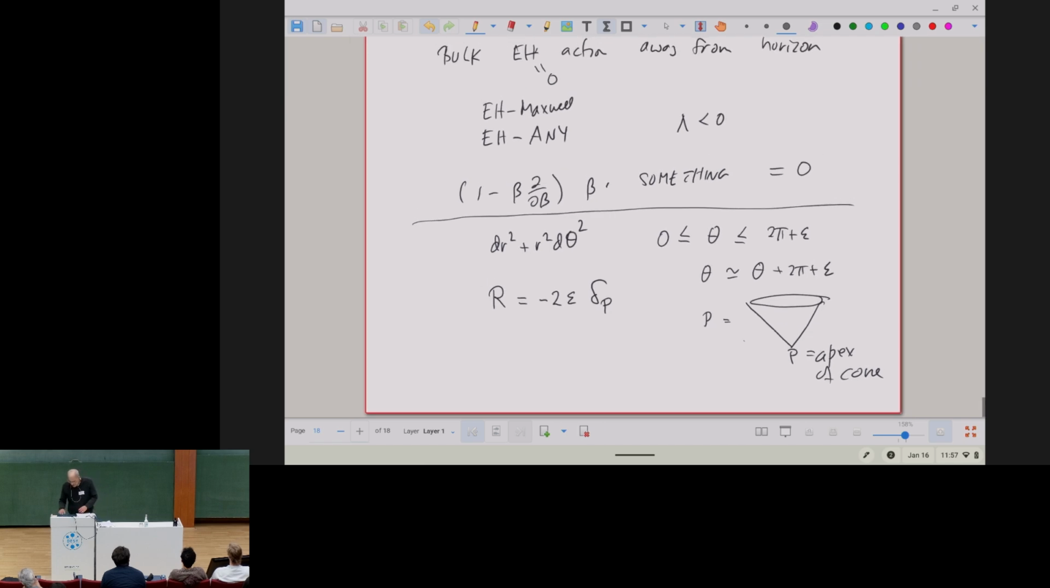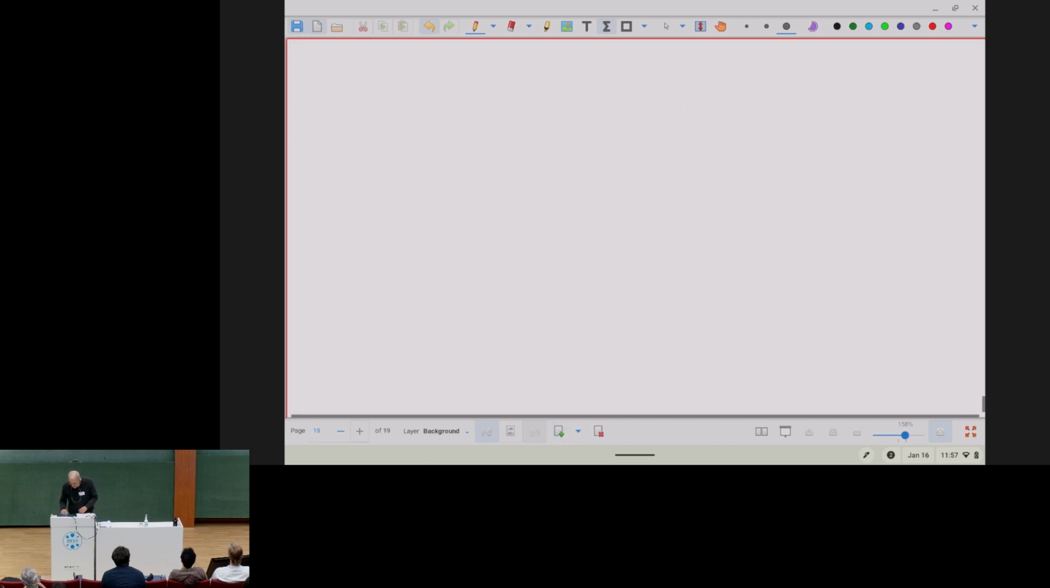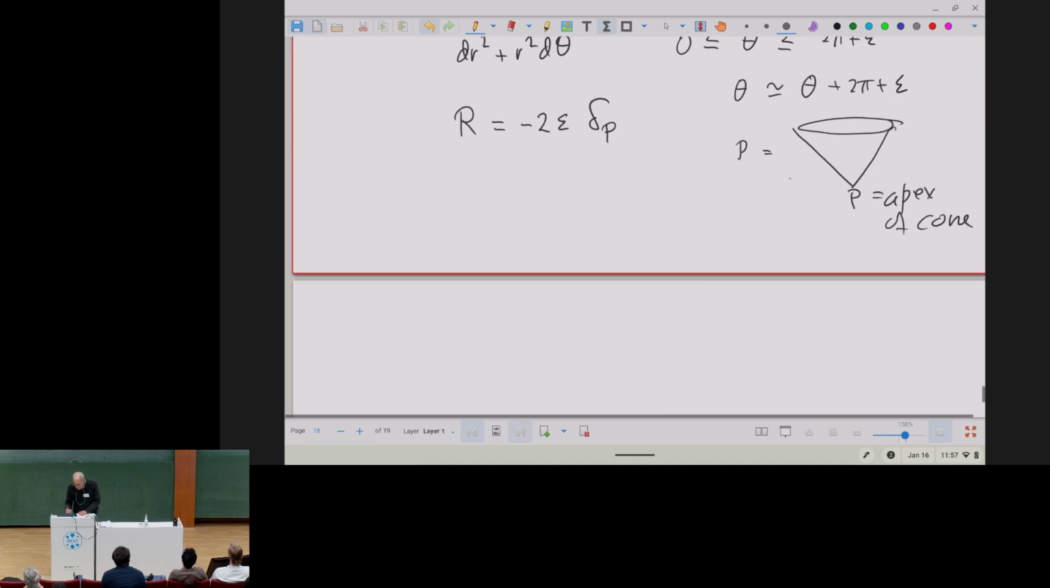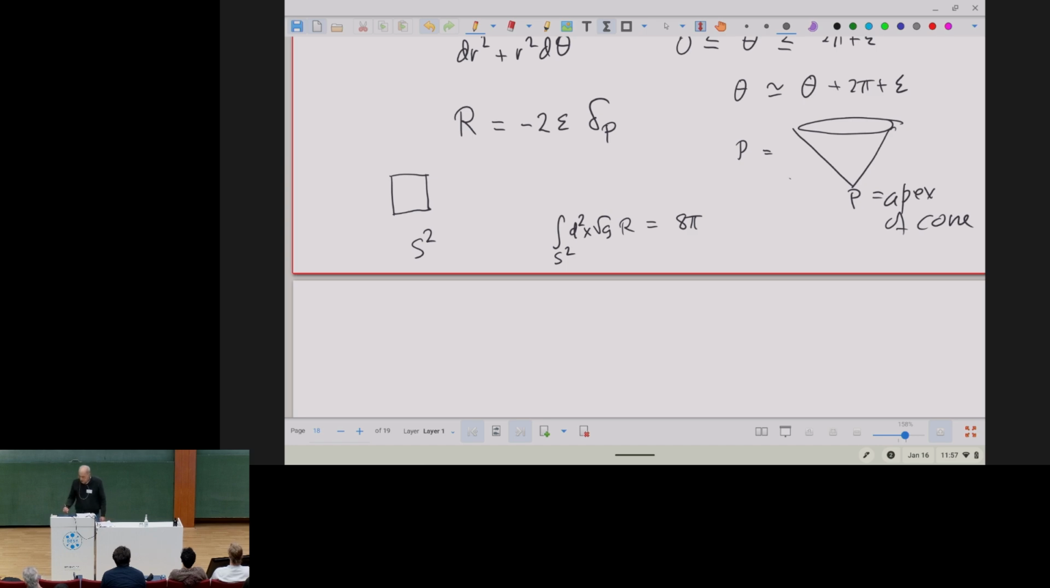When I need to work out the coefficient in this formula, I usually use the Gauss-Bonnet theorem. I'll just do it quickly for you. An example of something that you might know from the Gauss-Bonnet theorem is that on a two-sphere, for any metric on the two-sphere, the integral of the square root of g times the scalar curvature is 8 pi. That's the Gauss-Bonnet theorem.